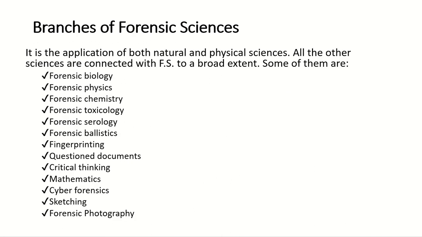Now, branches of forensic science. Forensic science is an interdisciplinary subject in which every other field of science is more or less connected. Some of these studies include forensic biology, forensic physics, forensic chemistry, forensic toxicology, forensic serology, forensic ballistics, fingerprinting, questioned documents, critical thinking, mathematics, cyber forensics, sketching, and forensic photography. There are many other scientific branches of forensic sciences. We'll talk about these in detail later.